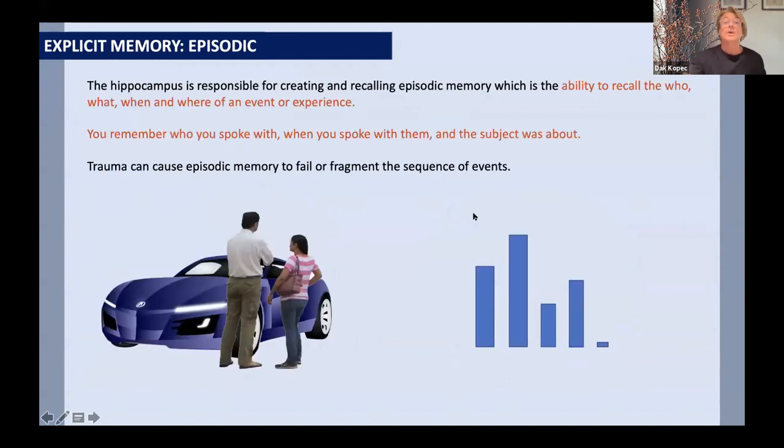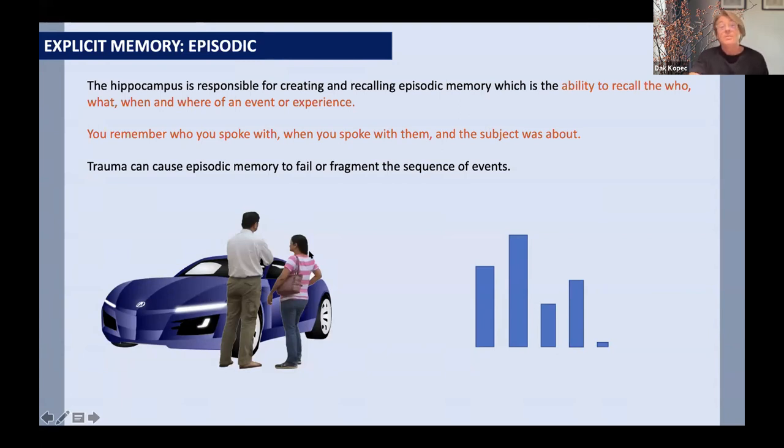Okay, so again, here we go. We're looking at the episodic, which is in the hippocampus part of the recall. And this is the ability to recall the who, what, when, where, and why. So here you have this young lady who's talking to this guy about buying this particular sports car. And so she may come back and remember the event and say, oh, it was really wonderful. It was just such a great experience.